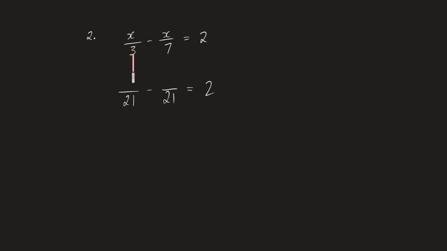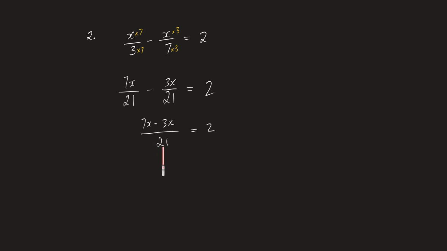However, I've multiplied 3 by 7 to get to 21. Whatever I do to the bottom, I must do to the top. So the numerator, I times by 7, and that becomes 7x. And then for the 7, I've multiplied by 3 to get to 21, so I must do the same to the numerator, and that'll give me 3x. Now I can collect these together with one denominator. So 7x minus 3x all over 21 is equal to 2.